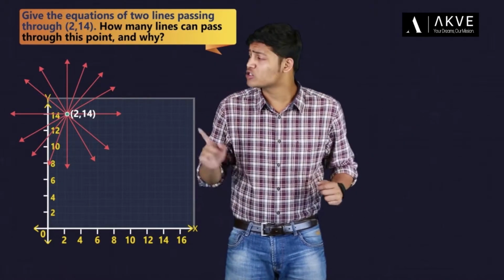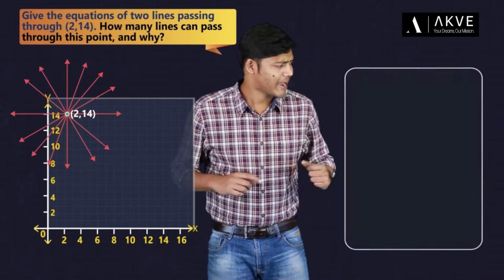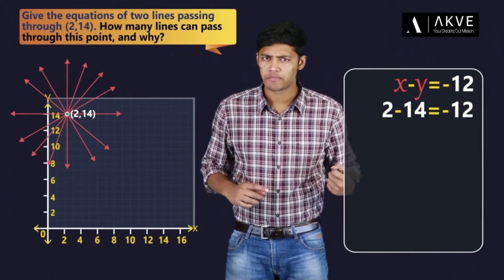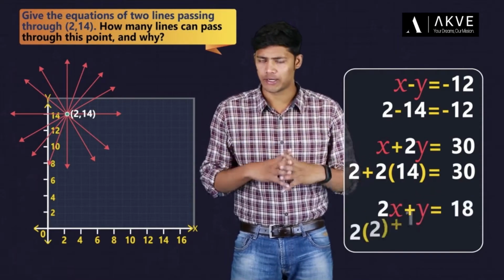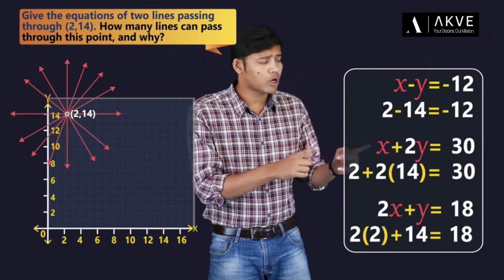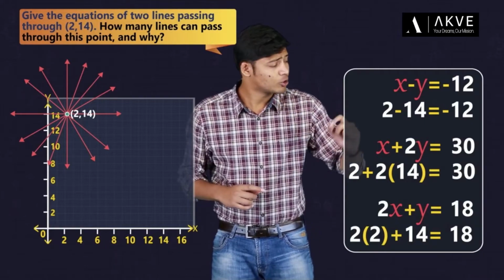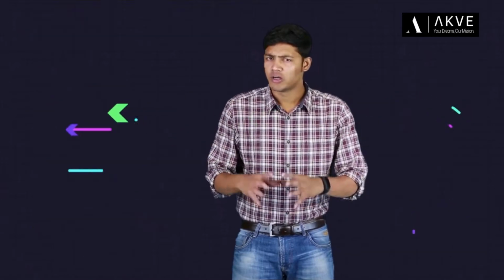Some of the equations of these lines are x minus y equal to minus 12, x plus 2y equal to 30 and 2x plus y equal to 80. You see, the point (2, 14) is a solution to all these equations. Now let's solve the final question of this video.